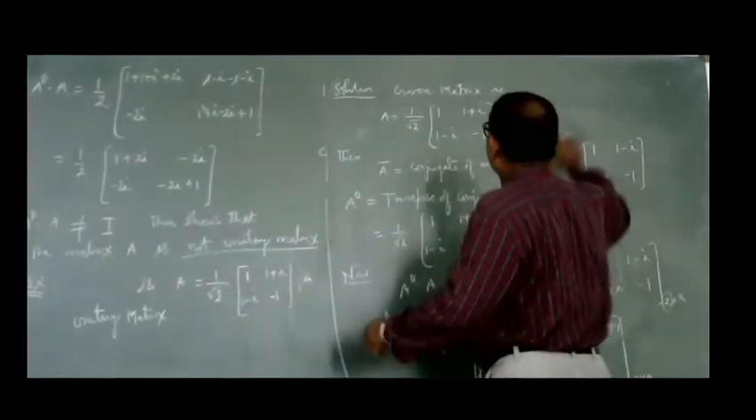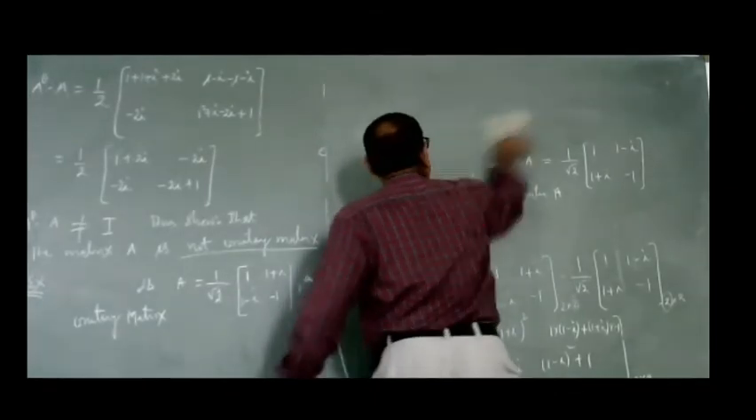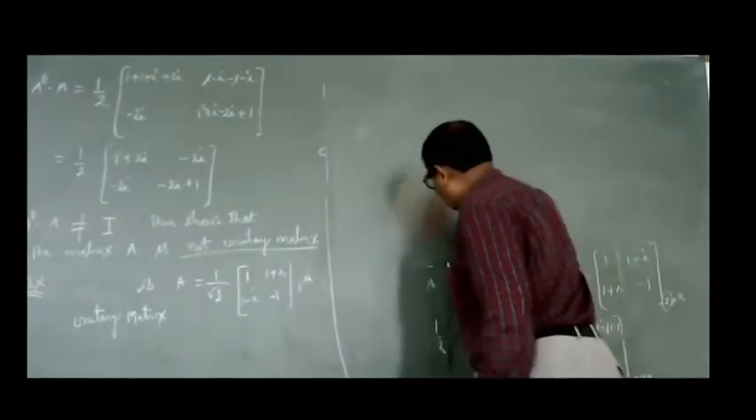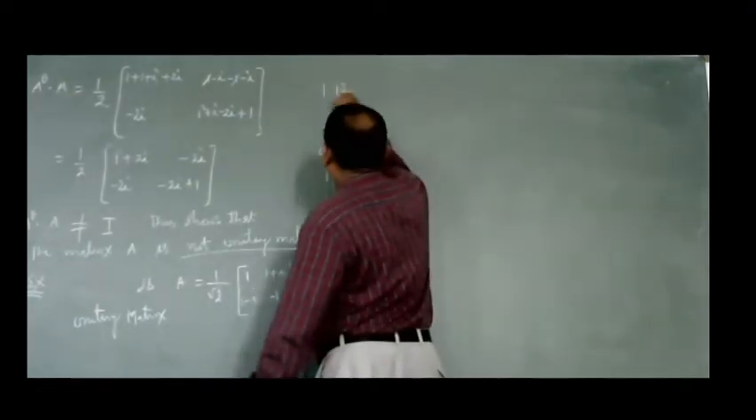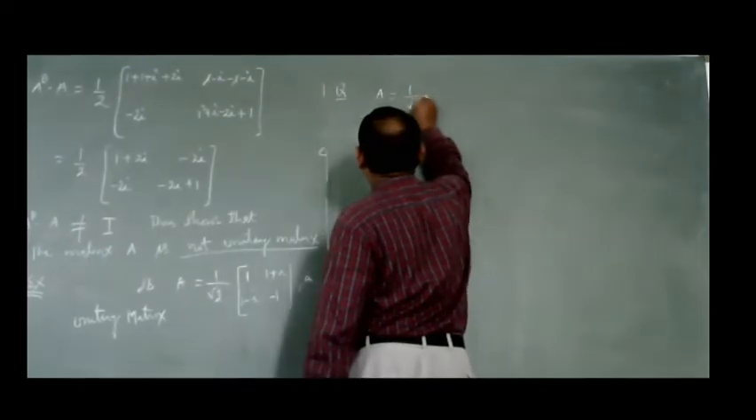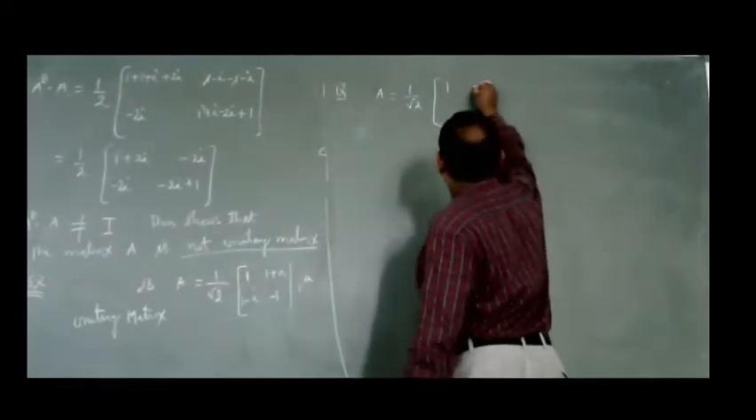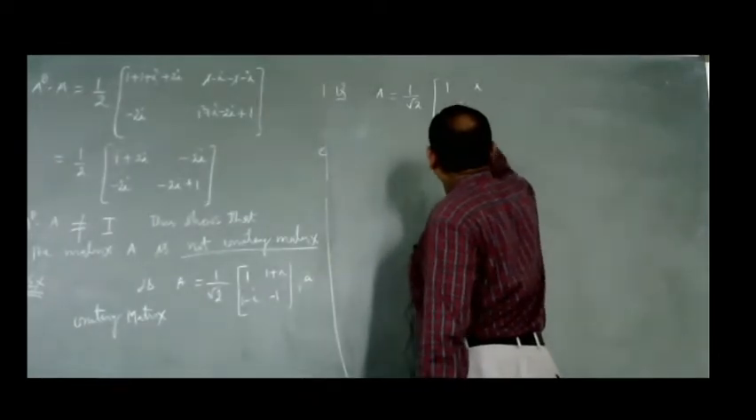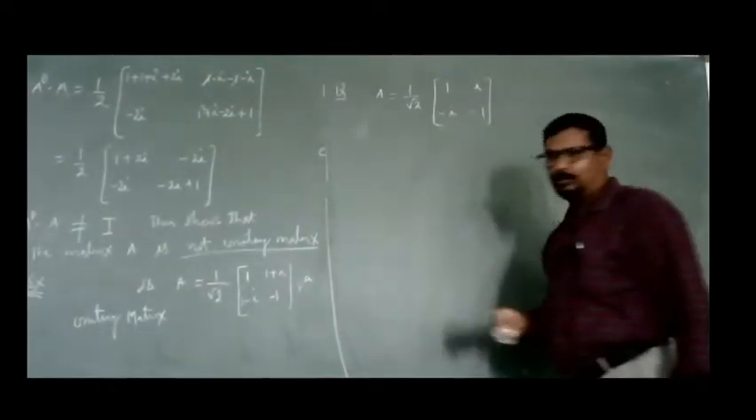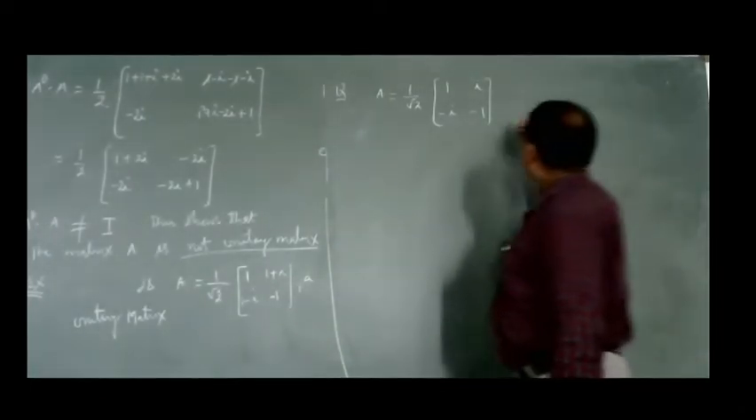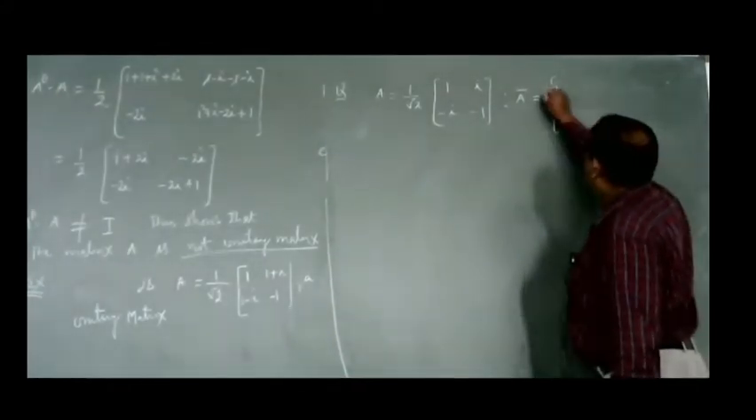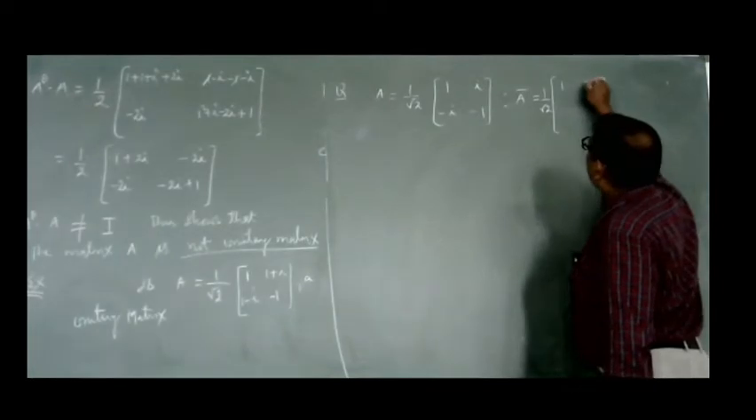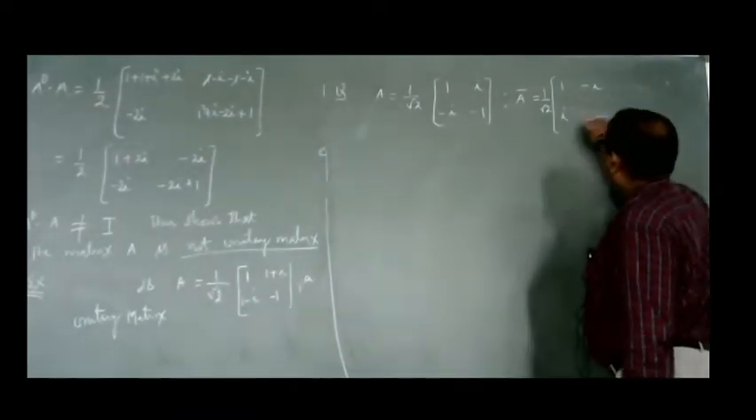Let me consider another example. A is 1 upon root 2 times the matrix 1, i; minus i, minus 1. We start with this example. Then we find A bar. A bar is the conjugate of A. So it is 1 by root 2, there is 1, minus i, it is plus i, and minus 1.